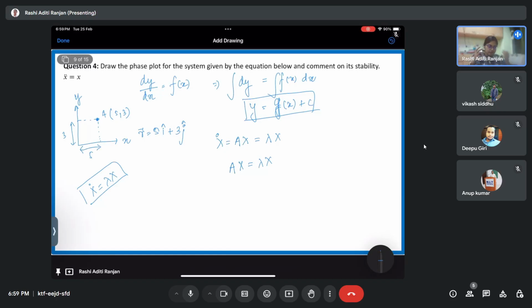So what does it bring to my mind? If I have x dot as nothing but some lambda into x, I can get its solution. Why? Because then I have dx by dt is equal to lambda x. So I have dx by x is equal to lambda dt, and I can integrate it and get the solution as nothing but e to the power lambda t plus some constant.